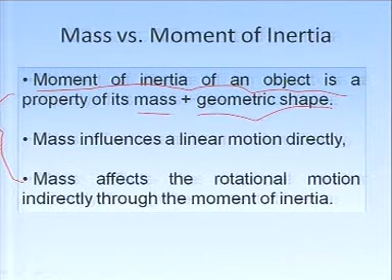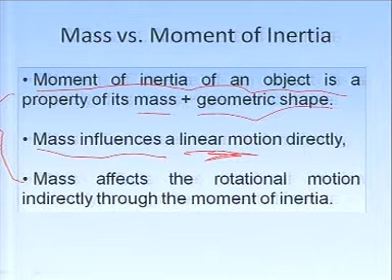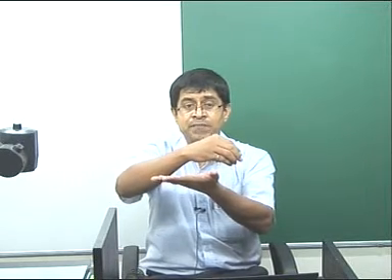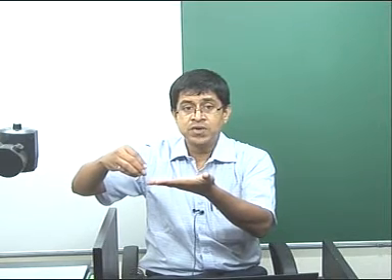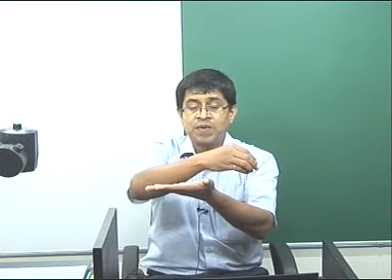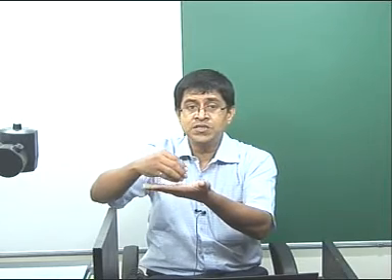Let us go to the next point. Mass influences linear motion. When a body is moving, it has two combined motions: one is a translational motion, one is a rotational motion. Suppose a body is moving in a straight line, look at my hand. Then we can apply Newton's second law, that mass into acceleration is the force applied. So you see moment of inertia is not coming into the picture.